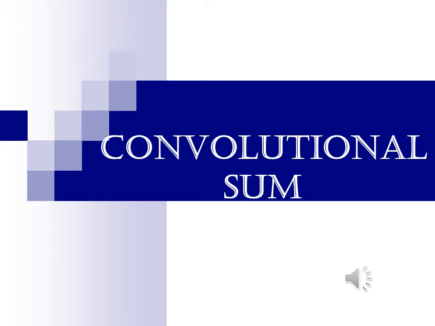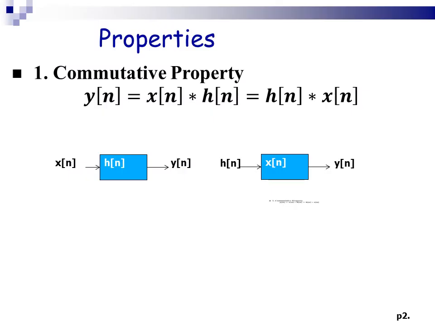So in unit 2 we have seen this classification based on input-output characteristics. Now we are going to study the same classification but now using impulse responses. So let's start with the first point. So let's start with properties of convolutional sum. We are having in all three properties: commutative property, distributive property and associative property. So let's start with the first property, commutative property.